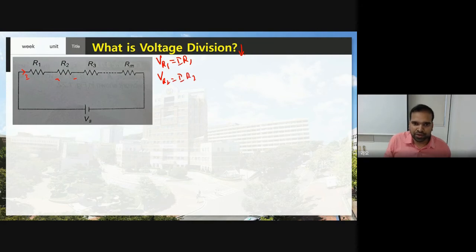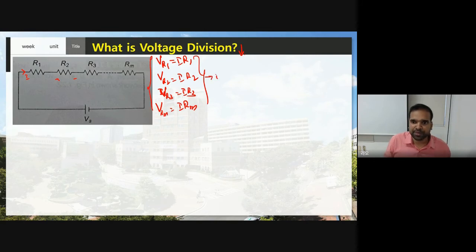I R2. And voltage drop at R3, V R3 equal to I R3. And voltage drop at the last, mth resistor, is what? Voltage drop at the mth resistor equal to I Rm. Okay, so you can consider this is what?